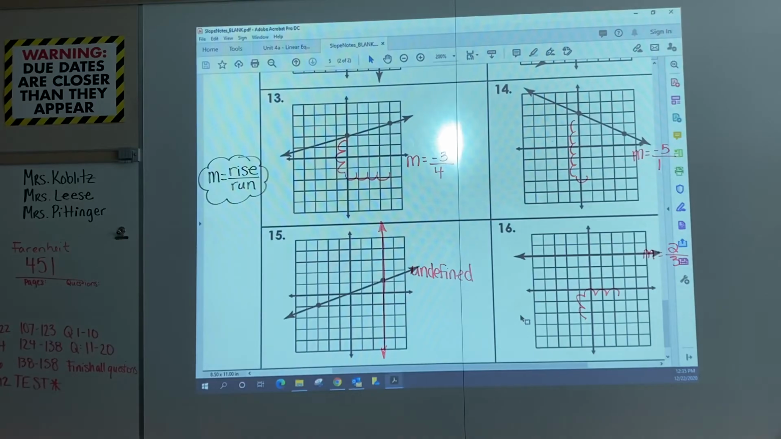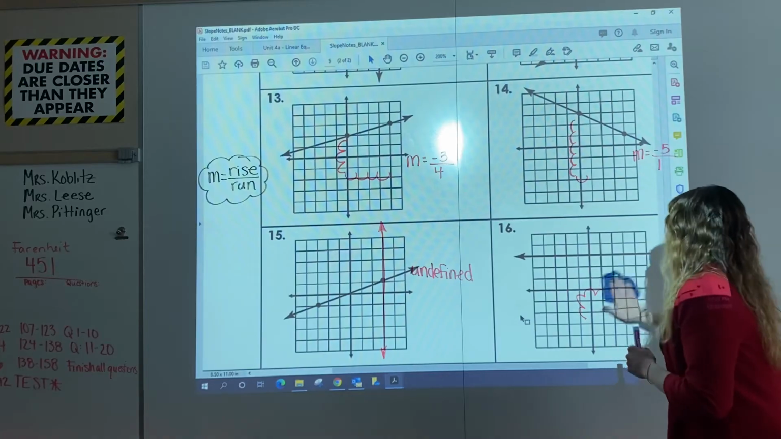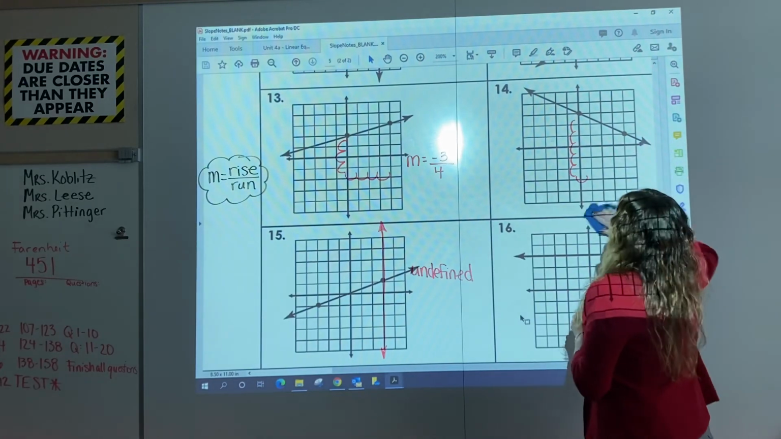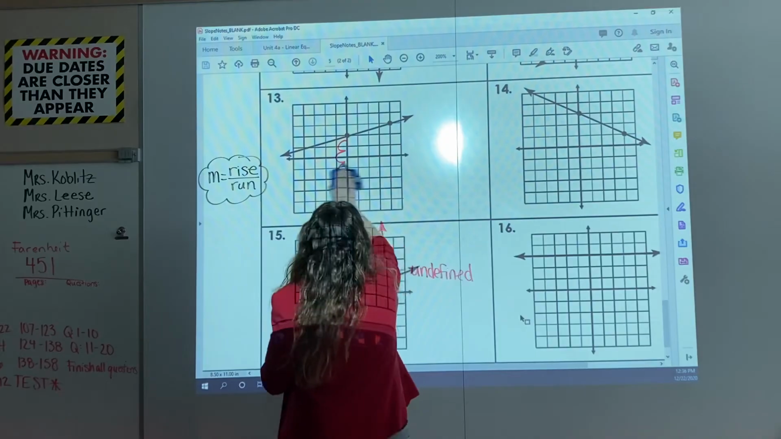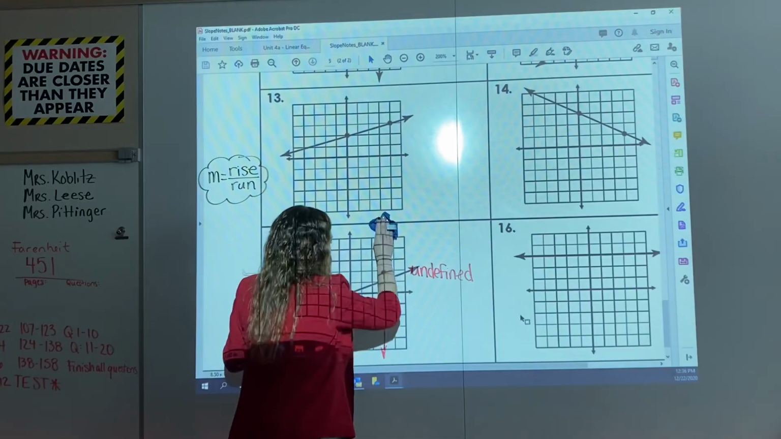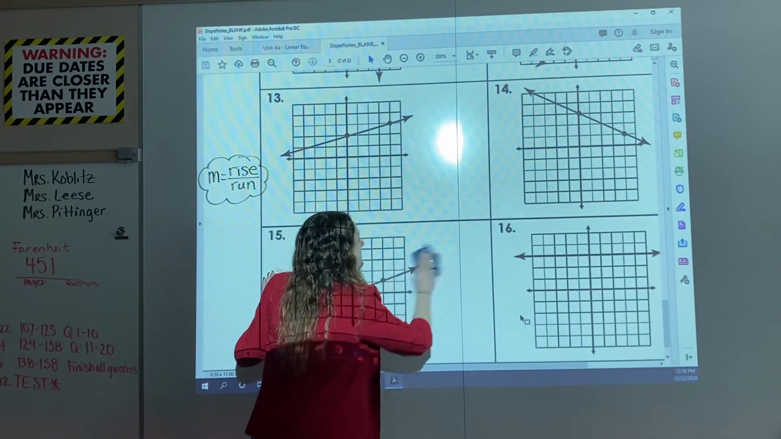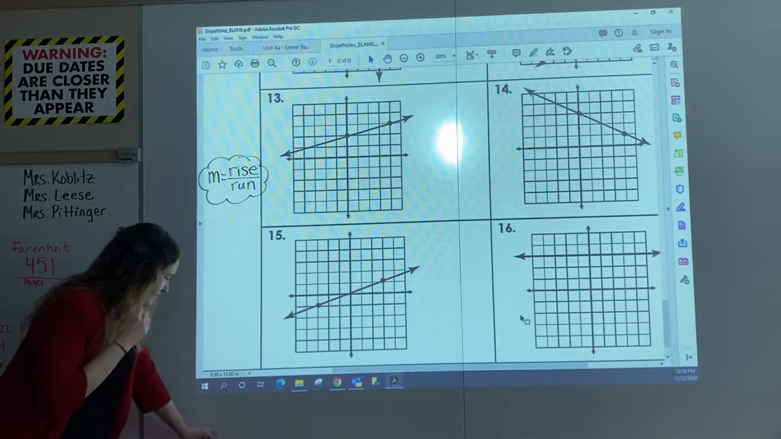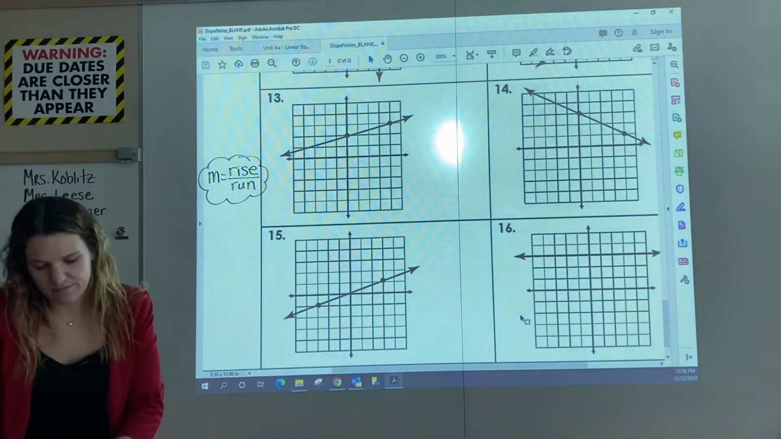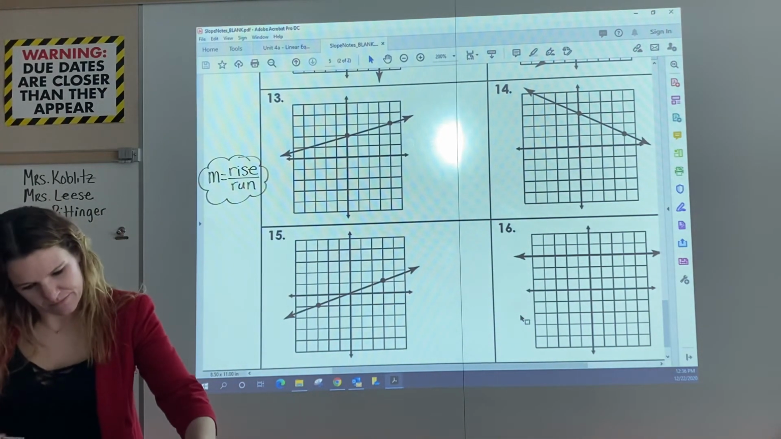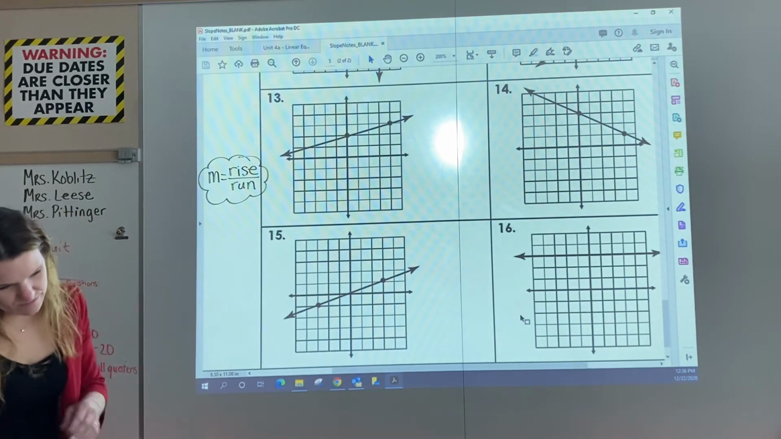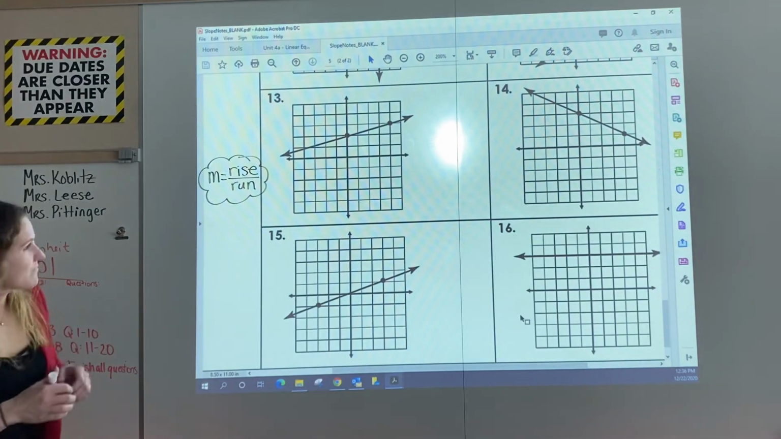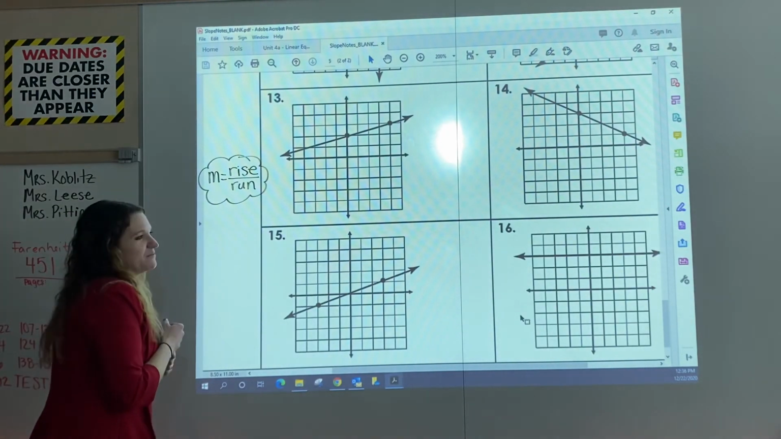Last four. Take a second, try those 4. We'll get started in just a second, and we'll see how you did. You try those 4 right now on your own. If you need to pause the video, please do. About 10 more seconds.